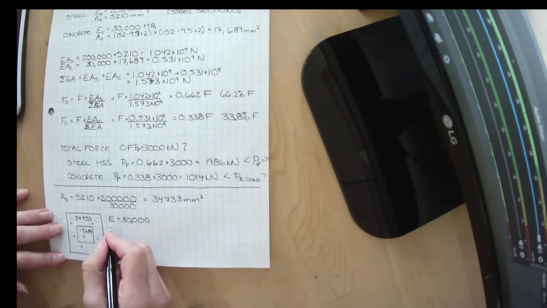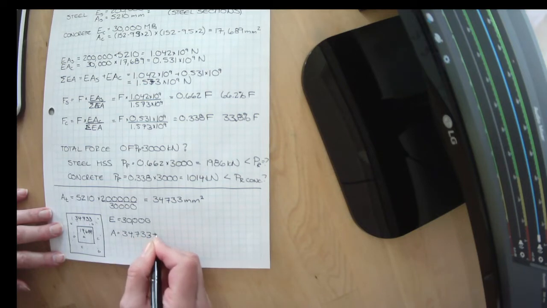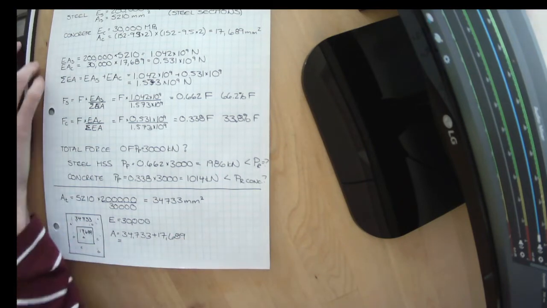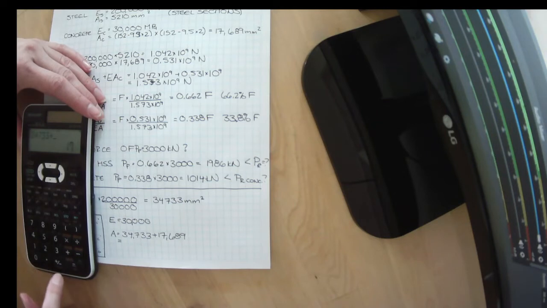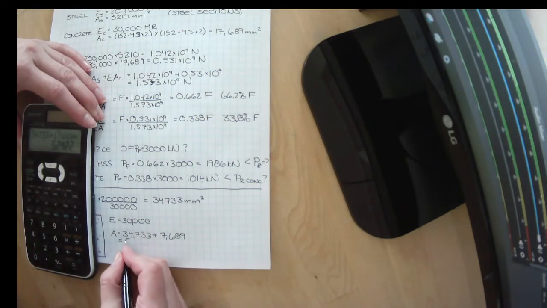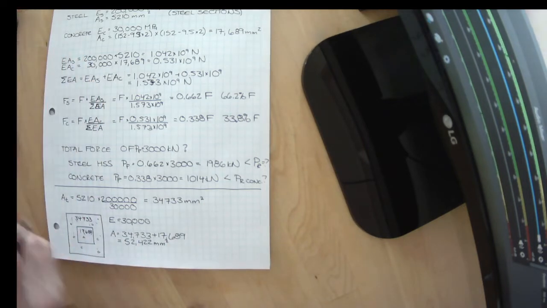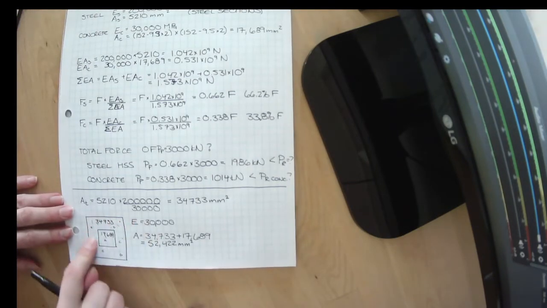Essentially, we're saying we have a total area of 34,733 plus 17,689, or 52,422 millimeters squared. So this system here has the same stiffness as this system here, all as concrete.